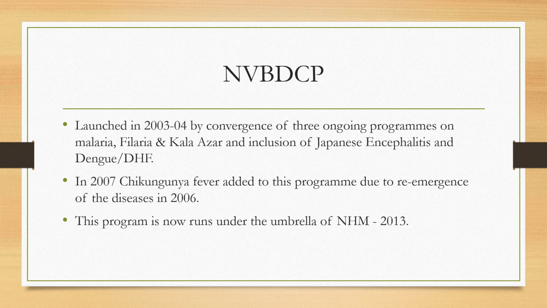Since the independence, several programs were launched independently for vector control such as malaria, filaria, Japanese encephalitis. But since the control and surveillance mechanisms of all these programs are very similar, it was decided to merge all these programs into one program. And so, in 2003-2004, a new program emerged from convergence of the malaria control program, filaria program, Kala Azar, Japanese encephalitis, and dengue. This program is called National Vector-Borne Disease Control Program, NVBDCP.